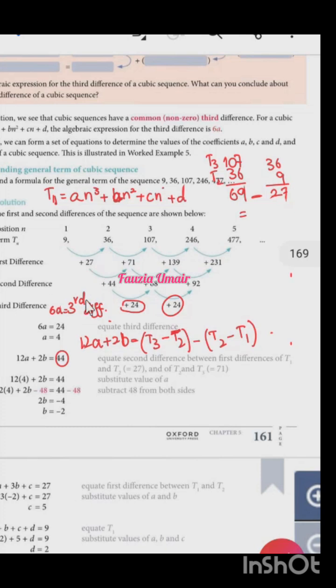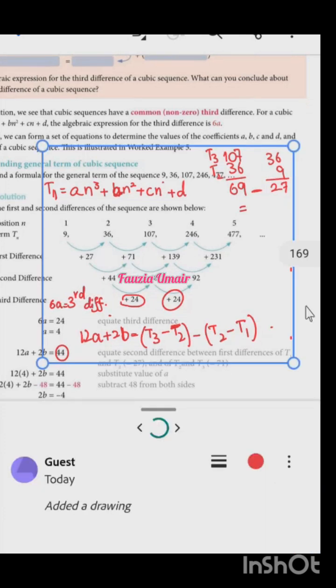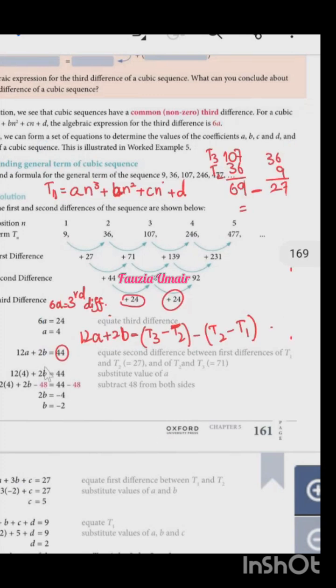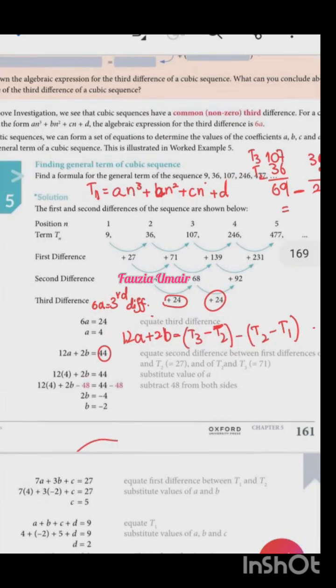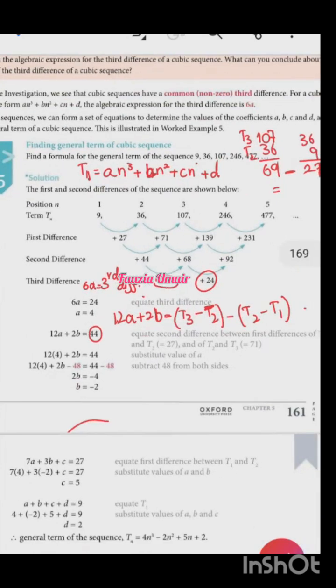Wait, second difference between first. Miss, why can't we use the first difference? Just hold on, beta. Okay, miss. So how are they writing it? They have written 44. So we are getting 26, I believe. No, 42.